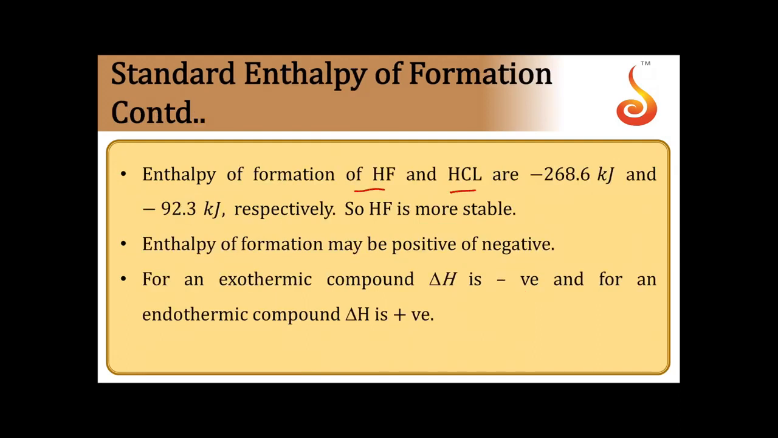Say the enthalpies of formation of HF and HCl are given as minus 268.6 and minus 92.3. Here we can say HF is more stable because HF has a higher heat of formation than HCl. Enthalpy of formation can be positive or negative. For exothermic compounds, delta H is negative, and for endothermic compounds, delta H is positive. The heats of formation for HCl and HF are different values.